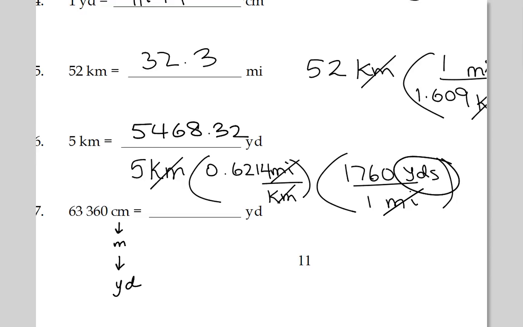Left, how many decimal places? 2, right? So you should have 633.6 meters, and then you got to go from meters to yard. So 633.6 meters. I want meters to cancel, so meters got to go in the bottom. In 1 meter there is how many yards?